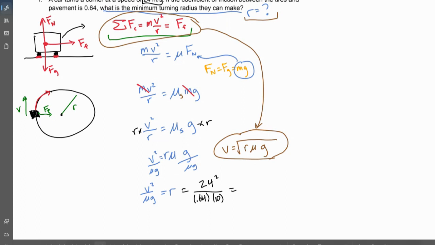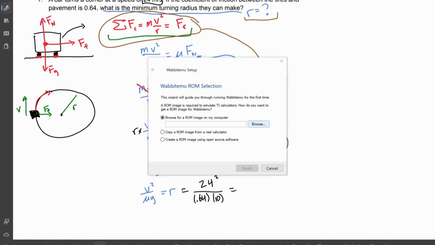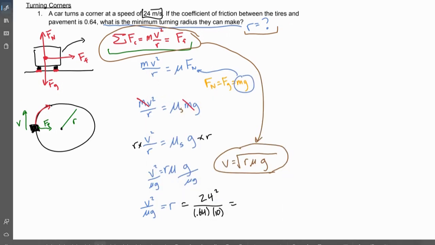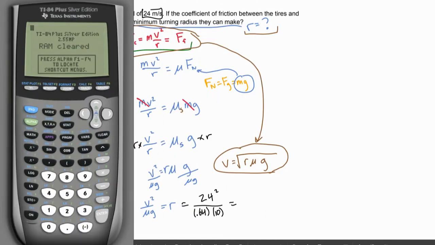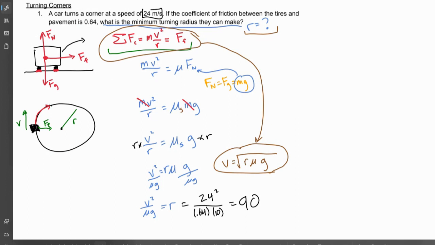So, okay. And then if I get this calculator pulled up here. Here we go. So there's our calculator. We've got 24 squared over 0.64 over 10. All right, we have to divide by those again. We have to divide by this since they're both on the bottom if I don't want to type in the parentheses. So that gives me 90. All right. Turning radius is 90. And it's a radius, which is a distance, so 90 meters.